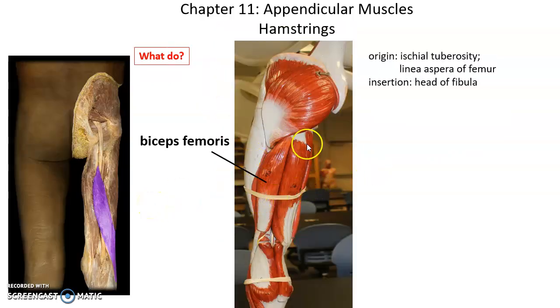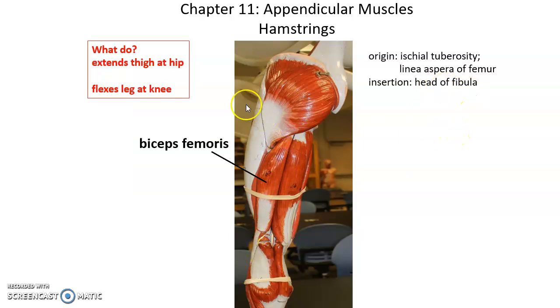All right, flipping to some lower muscles on the posterior side, we have the hamstrings. This includes biceps femoris, the more lateral muscle of the hamstrings. Origin, ischial tuberosity and linea aspera of the femur. And its insertion is the head of the fibula on the lateral side. And it helps to extend the thigh at the hip. So if the thigh is already flexed or pushed out anteriorly somewhat, it'll help to pull it back posteriorly. And then it also helps to flex the leg at the knee, to bend the knee joint, as it were.